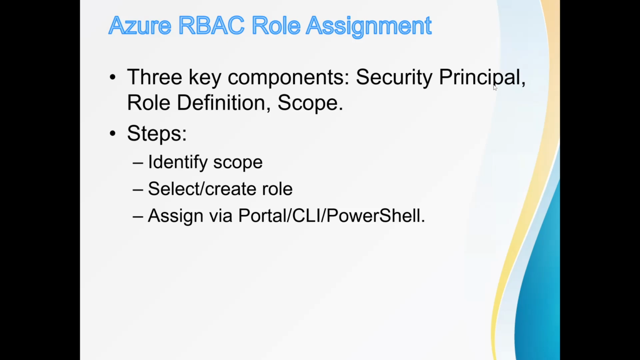We should have a security principal, we should have a role definition, and we should have a scope. We should be able to identify the scope, create or select a role, and then assign that role for that scope using the portal, CLI, or PowerShell.